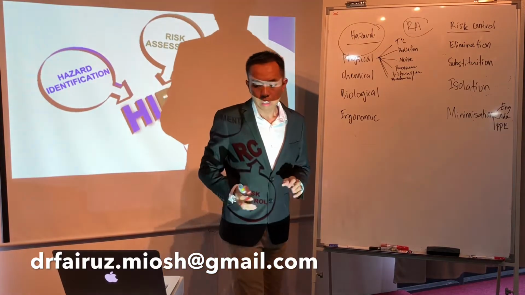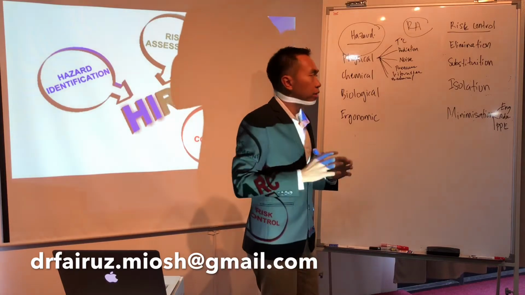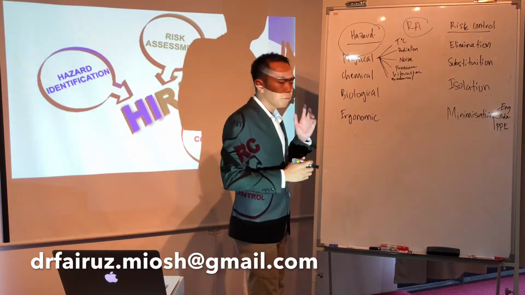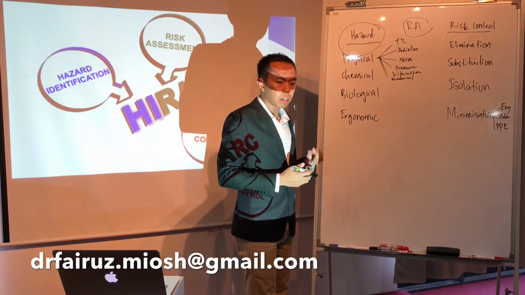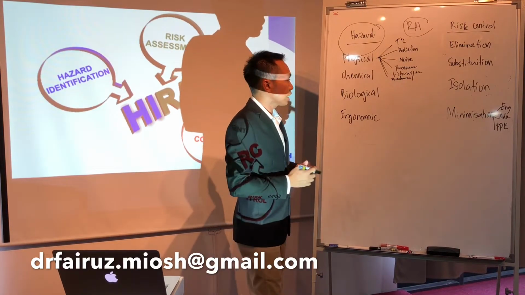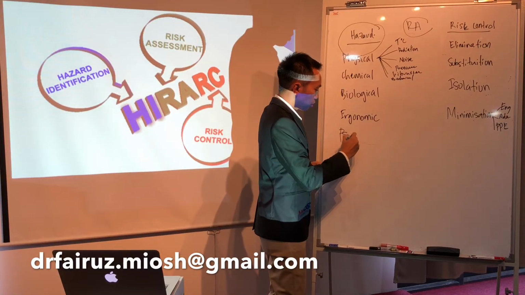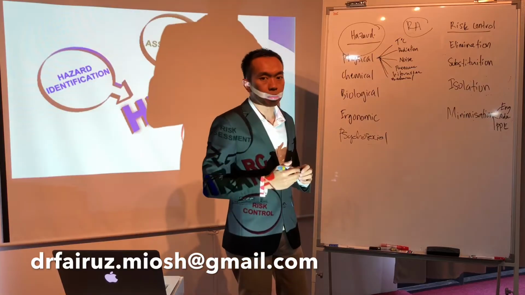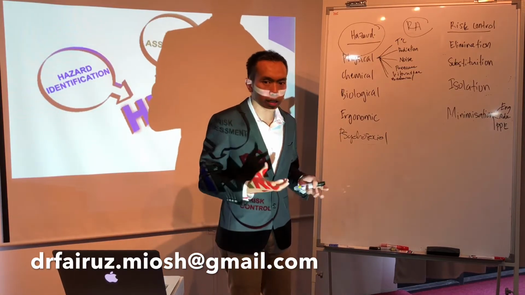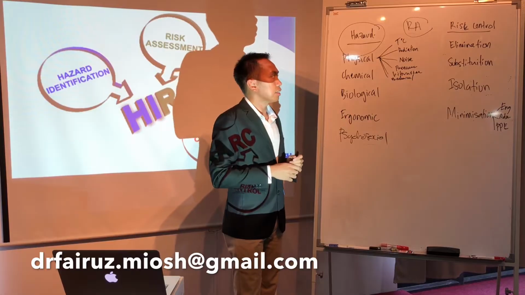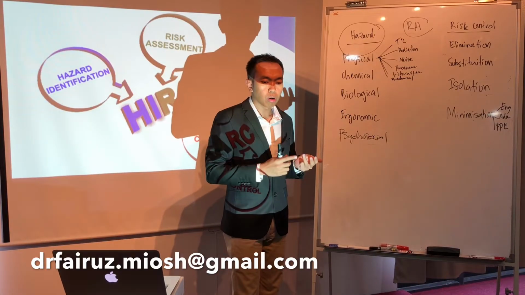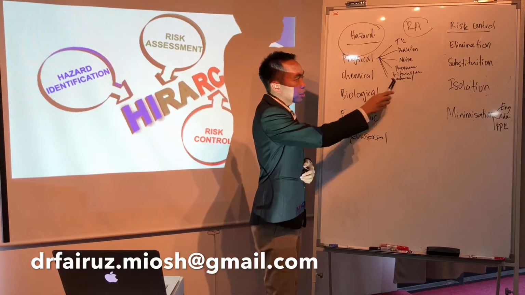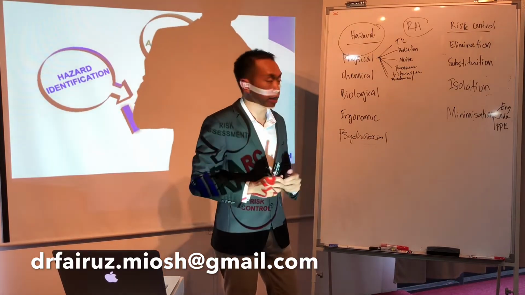Okay, so we just do some revision. Hazard, we have five types of hazard. This is very basic: physical, chemical, biological, ergonomic, and psychosocial. So under physical, there are many things categorized, such as extreme heat, cold temperature, radiation, noise, pressure, vibration, and also mechanical.